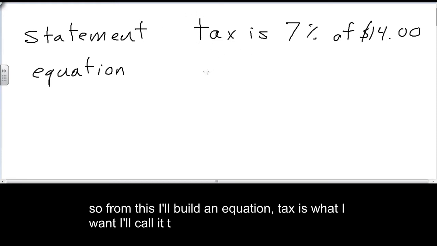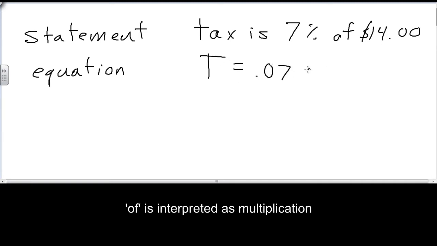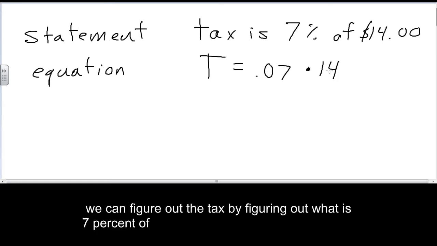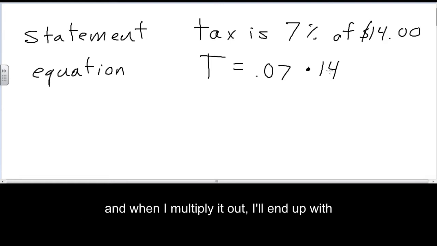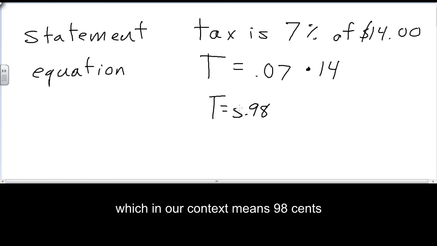Tax is what I want, I'll call it T. 7% I need as a decimal, so I'll change that and make it 0.07. Of is interpreted as multiplication. 14 is 14. We can figure out the tax by figuring out what is 7% of $14. And when I multiply that out, I'll end up with 0.98, which in our context means 98 cents. So we can say the tax on a $14 item is 98 cents.